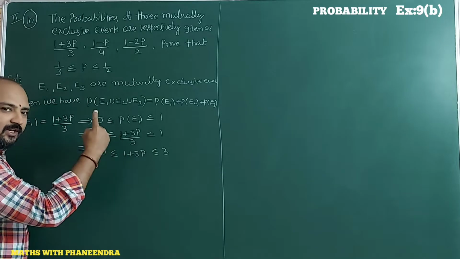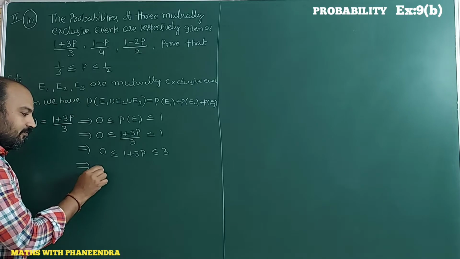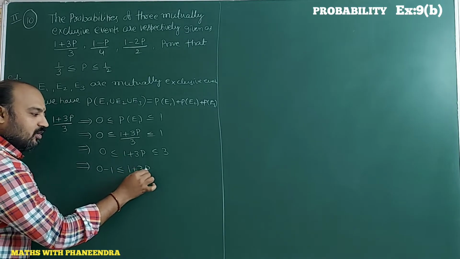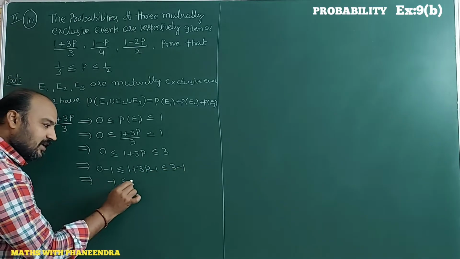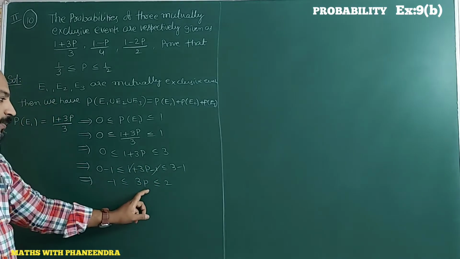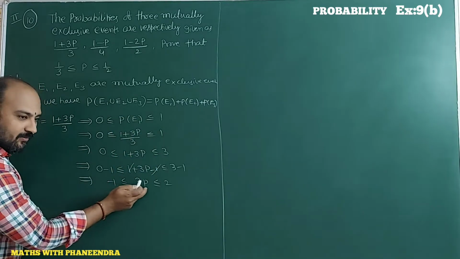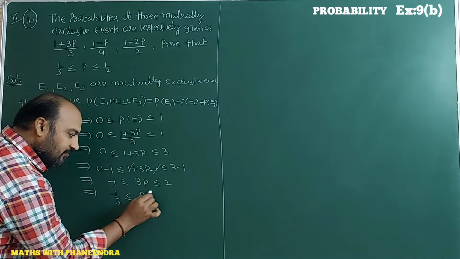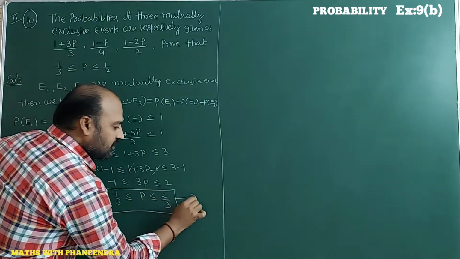But I want only p here. So here 1 is there, no? So subtract 1 for every term of this inequality: 1 plus 3p minus 1 is less than or equal to 3 minus 1. So minus 1 is less than or equal to 3p is less than or equal to 2. But I want only the probability p value, so dividing on both sides by 3: minus 1 by 3 is less than or equal to p is less than or equal to 2 by 3. You put this as equation number 1.